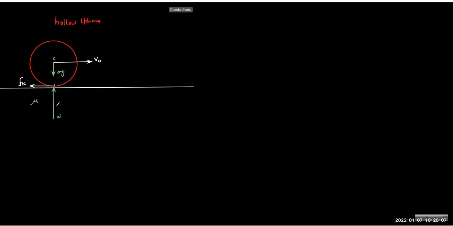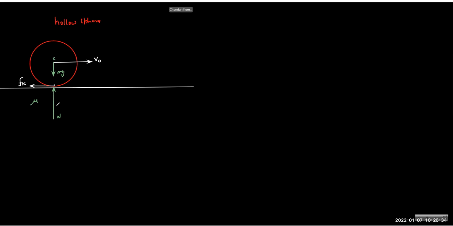So now, what will happen to the velocity? Will it support the velocity or oppose the velocity? Support. Friction is supporting the velocity. Very good. How? The ball is thrown forward. Is friction accelerating forward or backward? Backward.